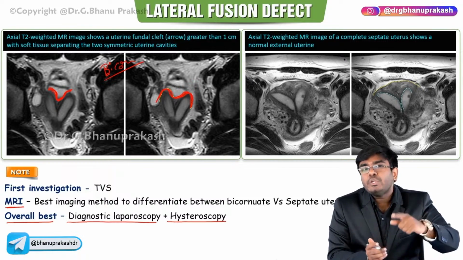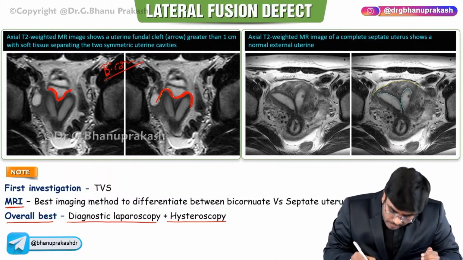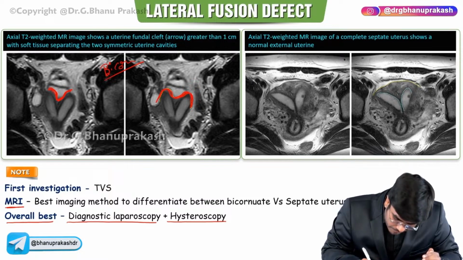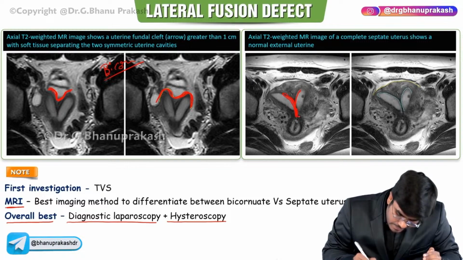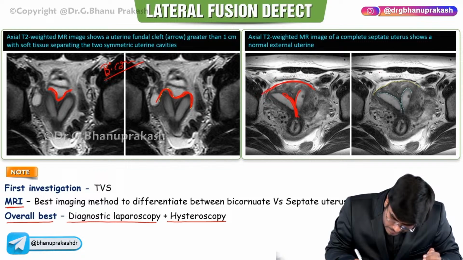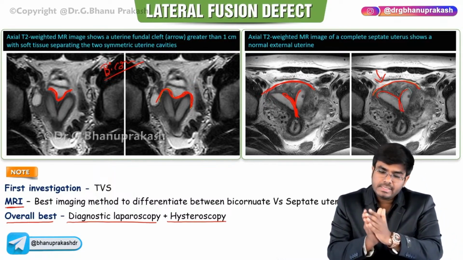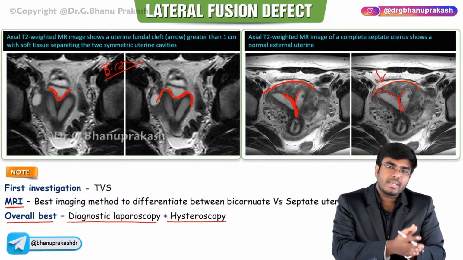But on the septate uterus side, we all know that the fundus is very much normal. We can see a septum over here. Please guys, here the septum is very much clear. But what about the fundus? The fundus is absolutely normal, and you are having a septum over here. So, with the MRI, you can say this is bicornuate and this is septate.